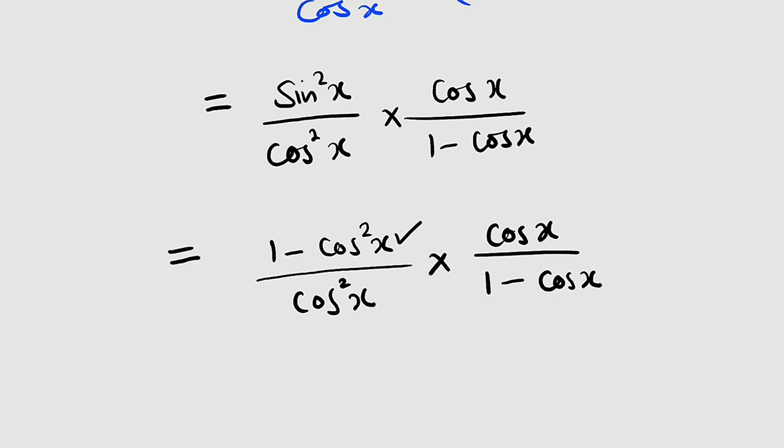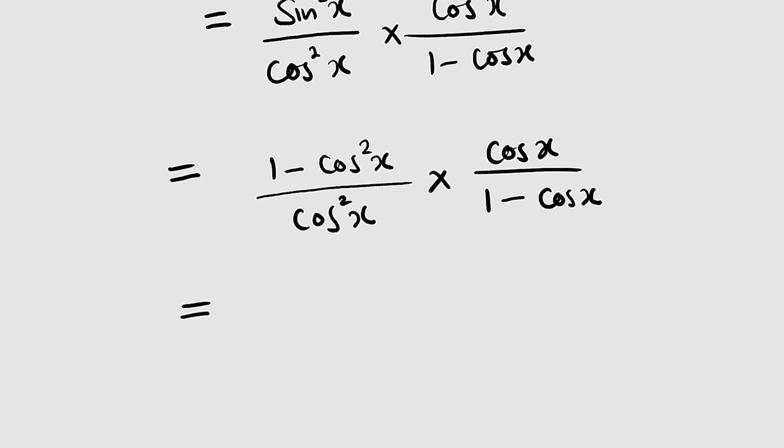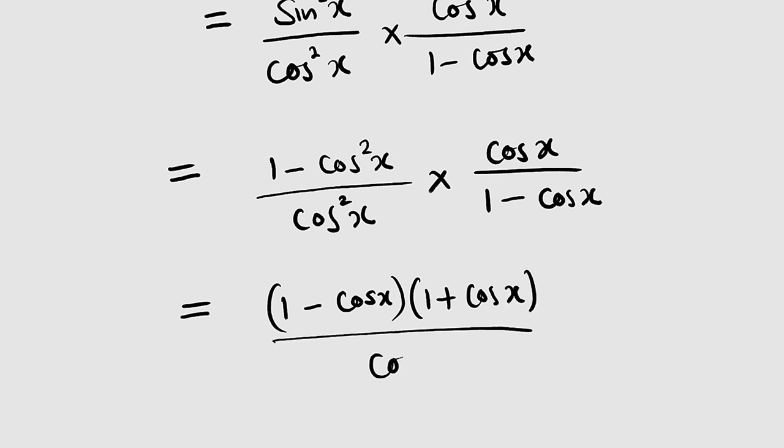This is difference of two squares, right? Because 1 can be expressed as 1 squared. So let us write it as 1 minus cos x multiplied by 1 plus cos x, difference of two squares, divided by cos²x, then multiplied by cos x, divided by 1 minus cos x.